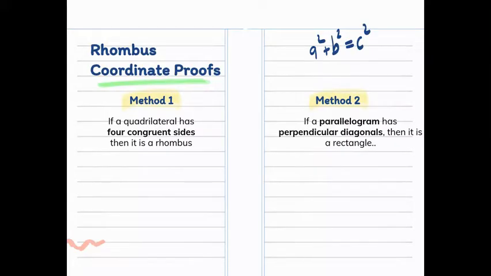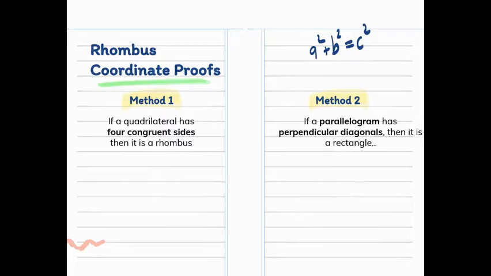I like that because it's short, sweet, it's to the point, and that's our most basic property. We know a rhombus has four congruent sides. Method two is a method you would use if you have to prove it's a parallelogram first. And we could say if a parallelogram has perpendicular diagonals, then it's a rhombus. These are only two of the methods.